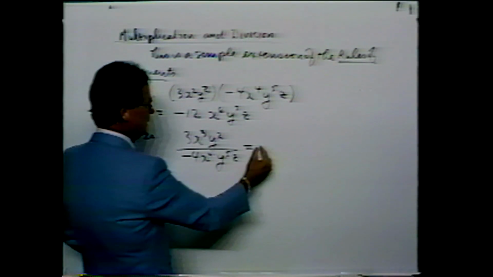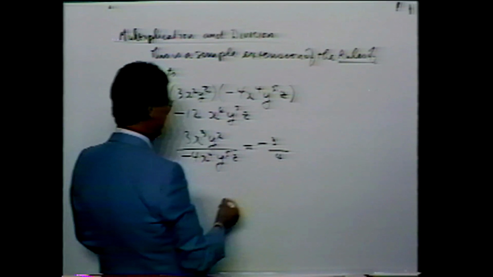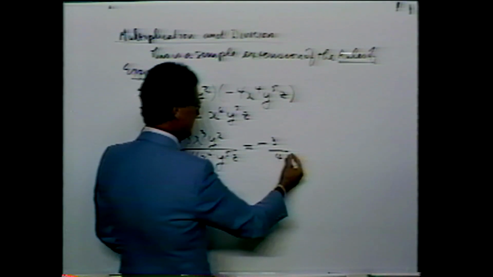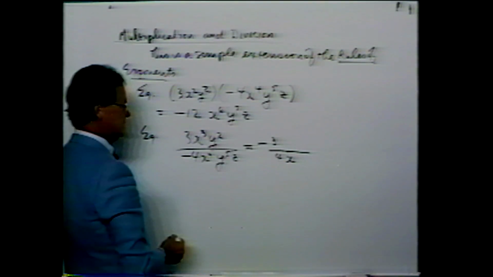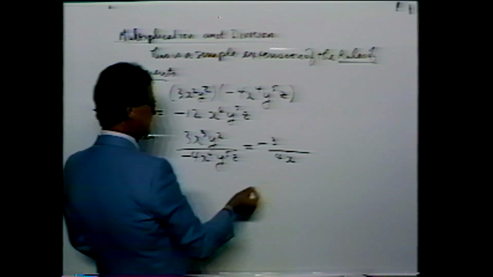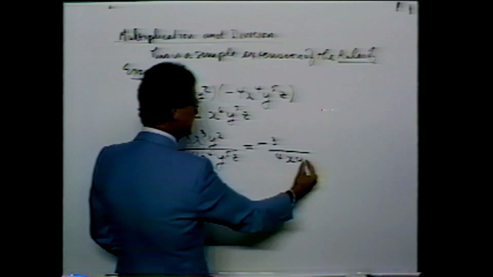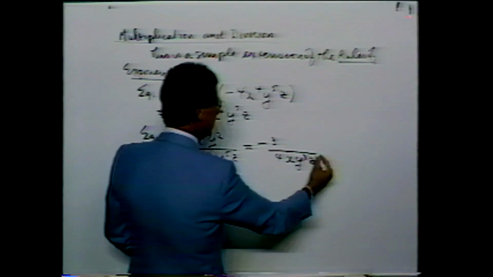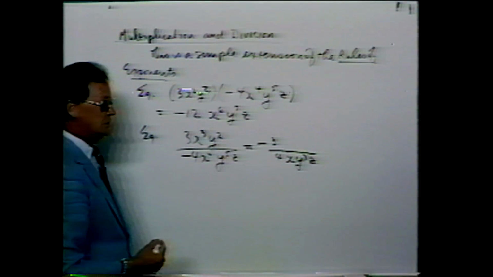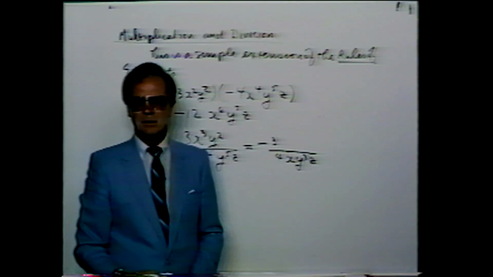3 divided by negative 4 we will leave as negative 3/4. Negative exponents can be made positive. We take the reciprocal of the base, and so the base goes down at the bottom here, x to the 1. Similarly, y to the positive 3 goes down below here, and z is left as it is. So negative 3 over 4x y cubed z is the result of that problem.